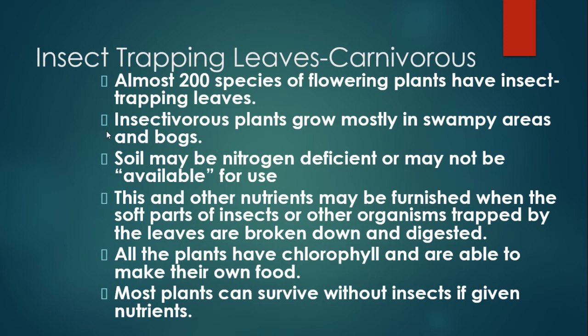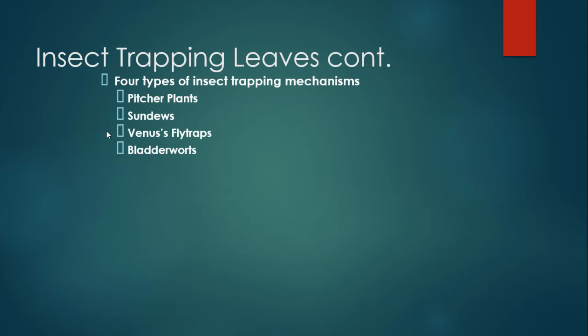They are going to actually take insects and they will digest them. And most of these plants, like I said, they can photosynthesize, so they can survive without any insects if they have the proper nutrients, but a lot of them do need to eat as well. These are the different types of insect trapping leaves, and I'll show you some videos of these ones in a second. So you have pitcher plants, sundews, Venus flytraps, and bladderworts.